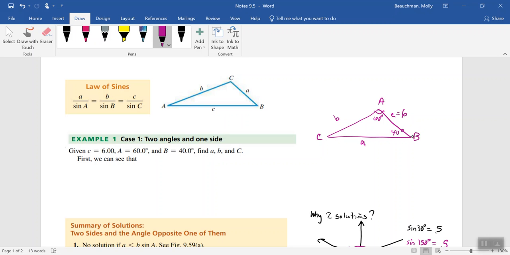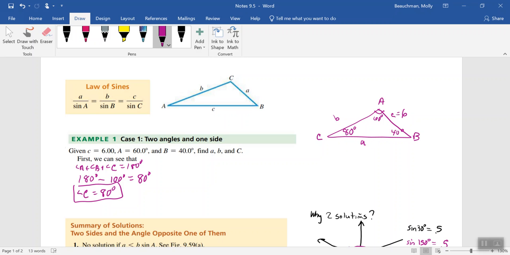Take a look at what we have. We have angle A and angle B, so we can find angle C by subtraction. In any triangle, the sum of the three angles is 180 degrees. So if you're given two angles, you can always get the third one. Angle C is going to equal 180 minus angle A, 60, minus angle B, 40, which is 180 minus 100, which leaves us with 80 degrees. So angle C is equal to 80 degrees. Now I've got the three angles exactly, and I can work on the side lengths.